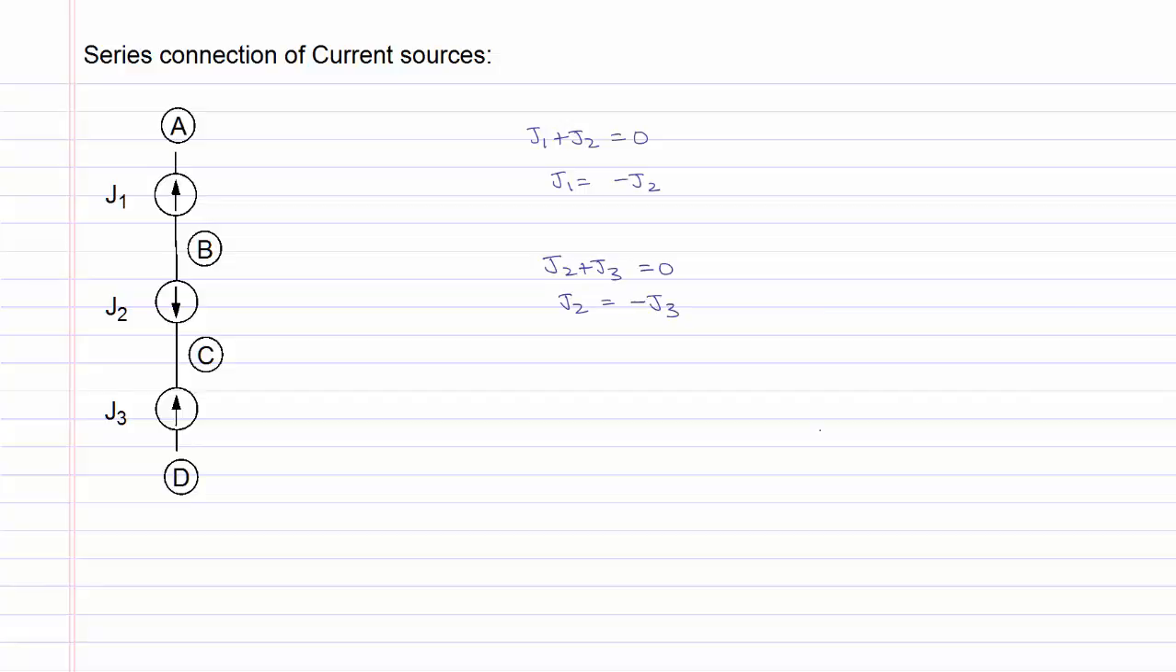What this tells us is that if two current sources are connected in series, then they must be pointing in the same direction and have the same current value. If they have different current values, then it is not possible to connect current sources in series. From the two KCL equations at nodes B and C, we can derive a relationship between J1 and J3, and we will find that they are equal. What this tells us is that if we are to connect two current sources in series, then they must have the same value and have current flowing in the same direction.